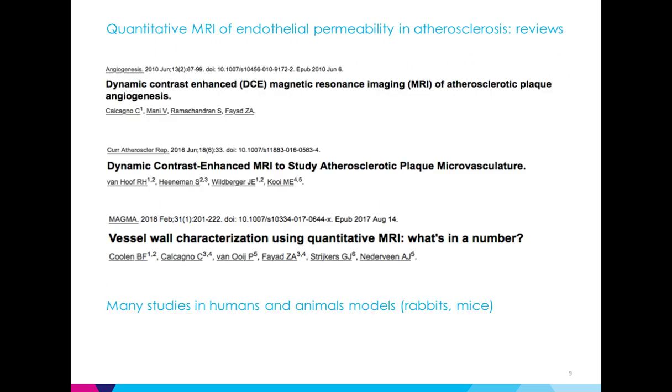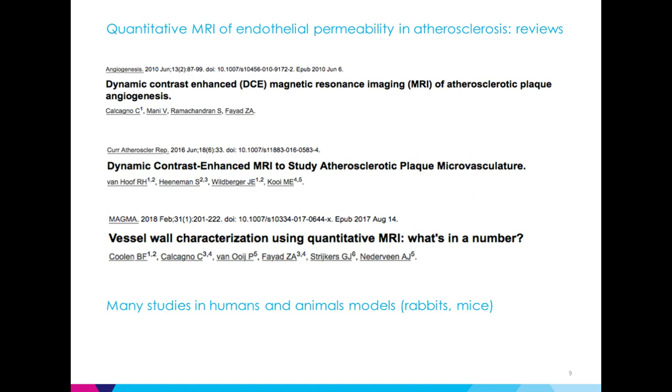So going specifically to atherosclerosis, a lot of work has actually been done to develop quantitative MR-based measures of endothelial permeability in atherosclerosis. And I am listing here only 3 review papers that, obviously, constitute a good starting point, I think, for a literature search on this topic.